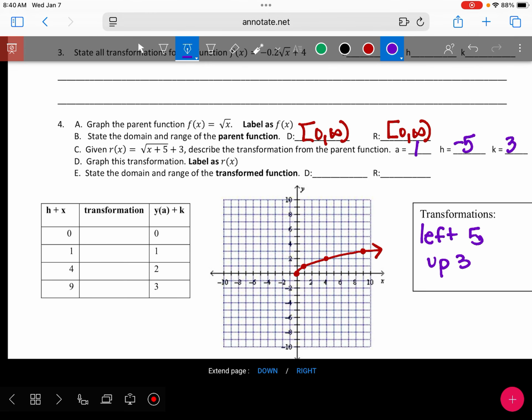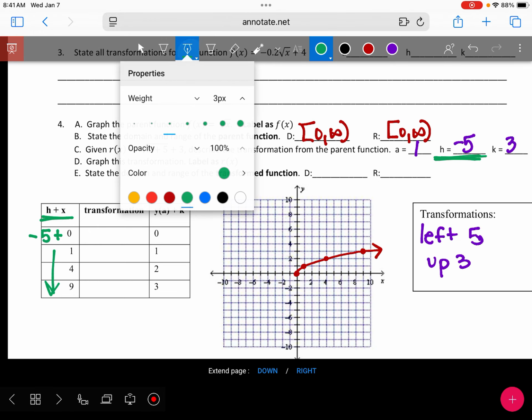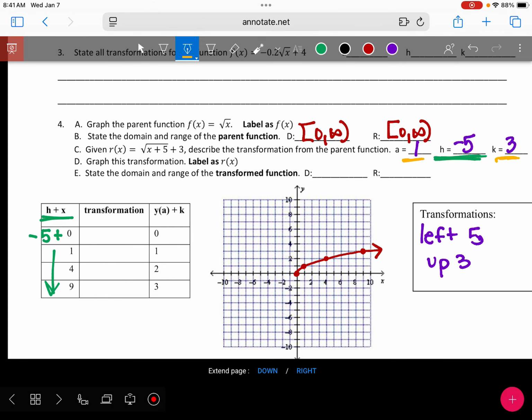So with your calculators, remember this negative 5 affects H. So you're going to add negative 5 all the way down. And then A and K affect Y. Whenever A is 1, I don't normally include it. You really just need to add 3 all the way down. So go ahead and do that. State your domain and range, and you're finished with number 4.